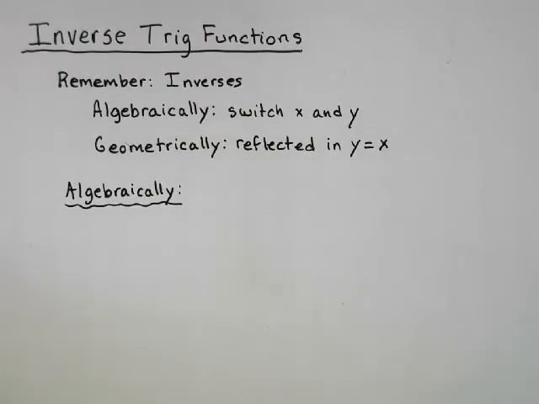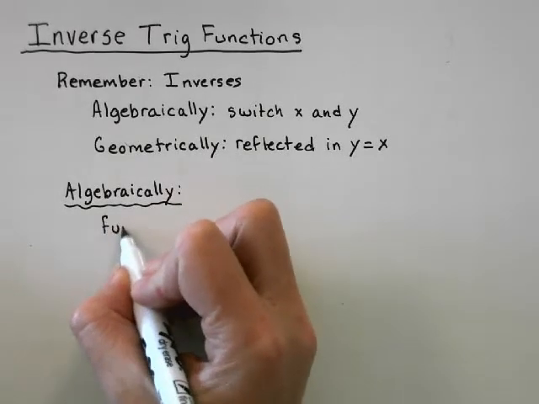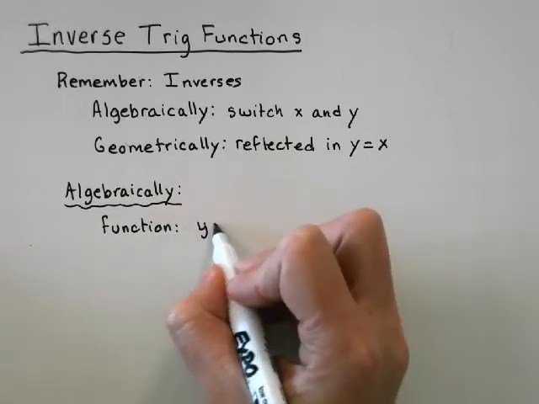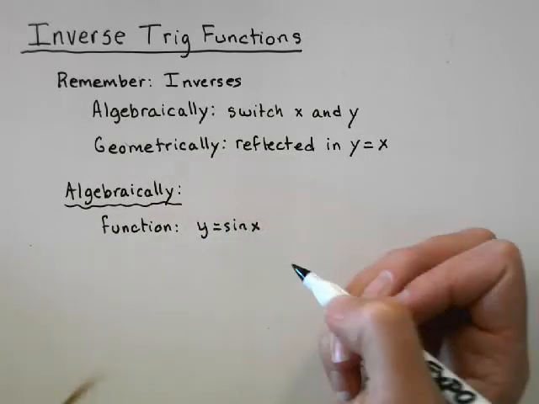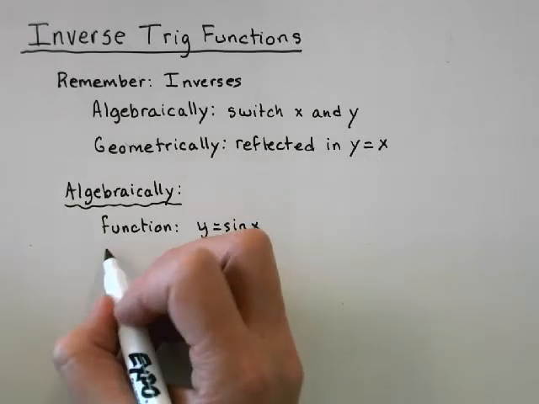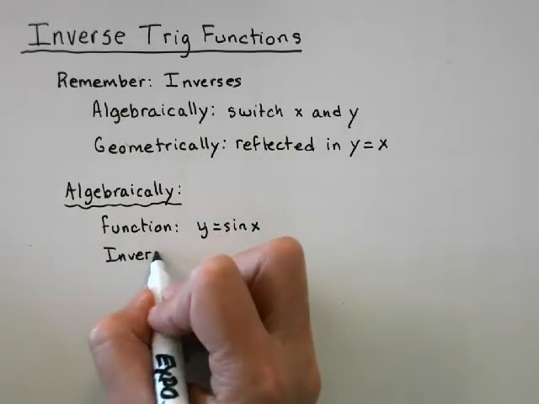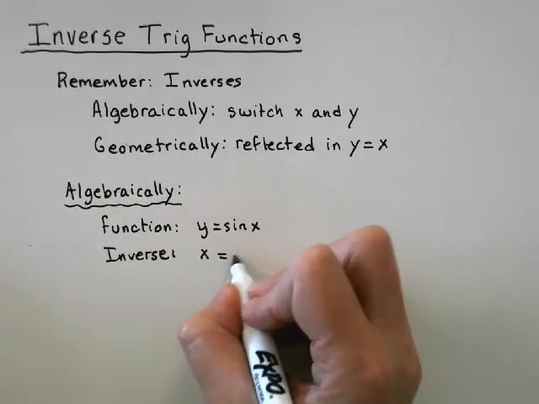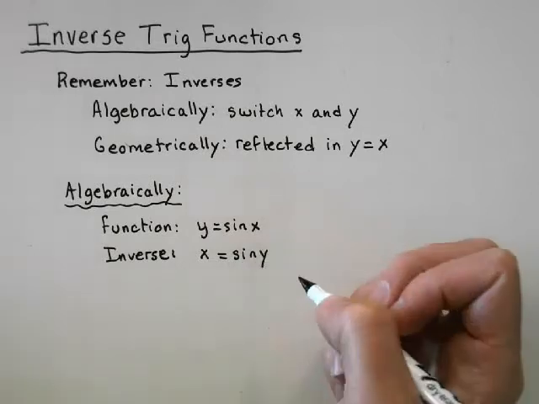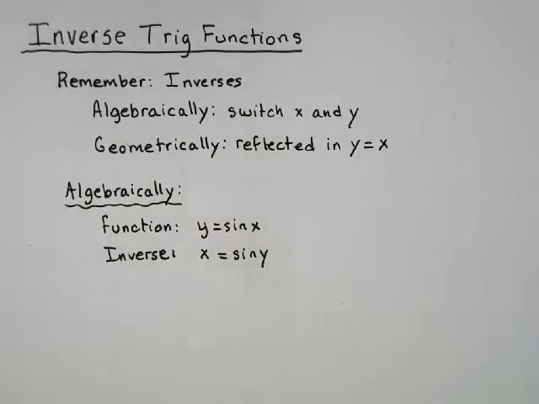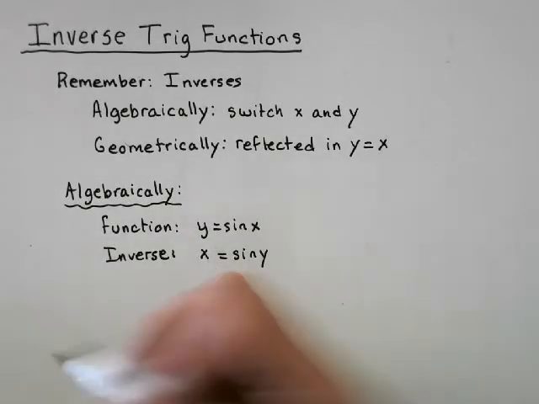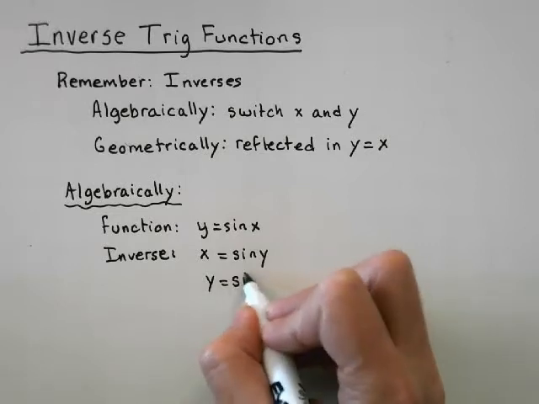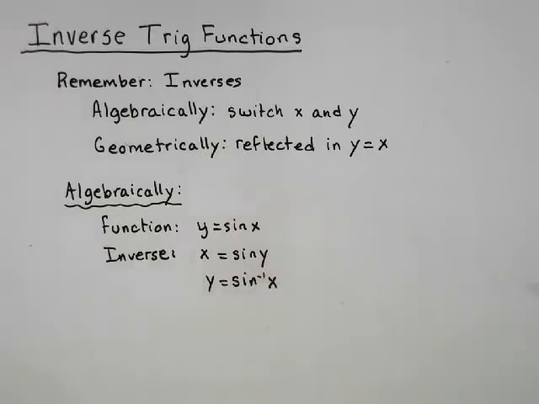So let's first look at this algebraically. If I have the function, say y equals sine of x, the inverse, we would switch the x and y, so we'd have x equals the sine of y. Well, the thing we have for this is inverses. So this is going to be sine to the -1 of x.